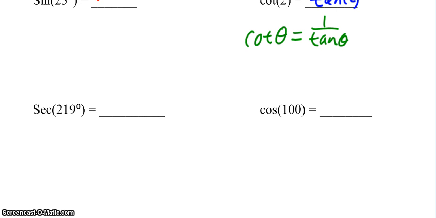So now I want you to try and evaluate the next two. So the secant of 219 degrees and the cosine of 100 radians. So pause the video, evaluate those, unpause when you're ready to check your answer.